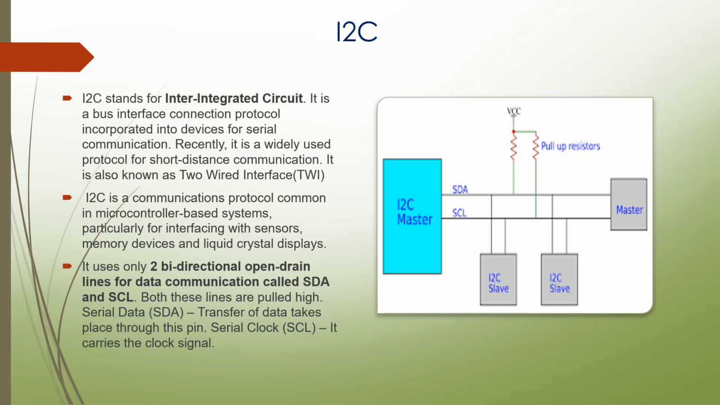I2C is a communications protocol common in microcontroller-based systems, particularly for interfacing with sensors, memory devices, and liquid crystal displays. It uses only two bidirectional open drain lines for data communication called SDA and SCL. Both these lines are pulled high. Serial data, SDA, is the line through which data transfer takes place, and serial clock, SCL, carries the clock signal.